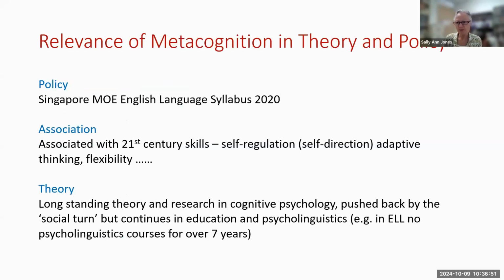So I'll start with a little repetition of what Poe said, in that metacognition has become much more visible recently, partly in Singapore because of its emphasis in the most recent 2020 syllabus. It's one of 3 focal areas: multiliteracies, metacognition, and inquiry through dialogue. And of course, it's also associated with the 21st century skills of self-regulation, adaptive thinking, and many more.